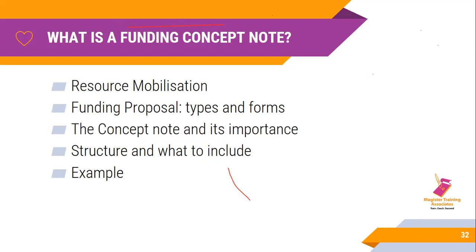So why I'm saying this is that there are some funders who even just fund based on a concept note, and especially those which are unsolicited. Sometimes just a nice concept note and you're able to get funding. So it really saves you a lot of time investing in a full proposal, which may not be of interest. So we have gone through the structure and what to include, and we have also gone through an example.